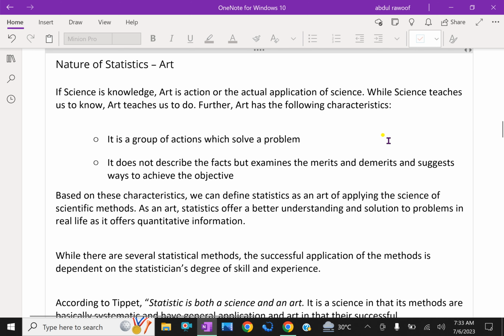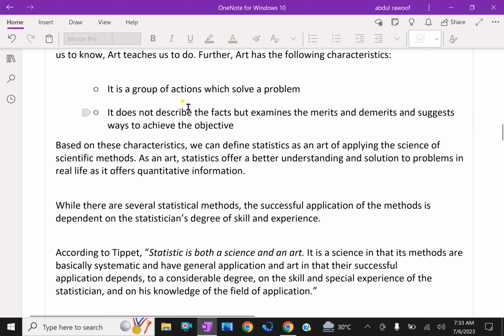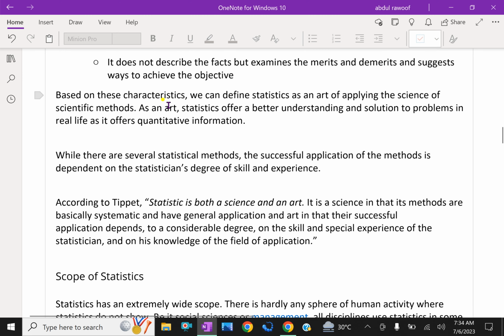Further, art has the following characteristics. It is a group of actions which solve a problem. It does not describe the facts but examines the merits and demerits and suggests ways to achieve the objective. Based on these characteristics, we can define statistics as an art of applying the science of scientific methods. As an art, statistics offers a better understanding and solution to problems in real life as it offers quantitative information.